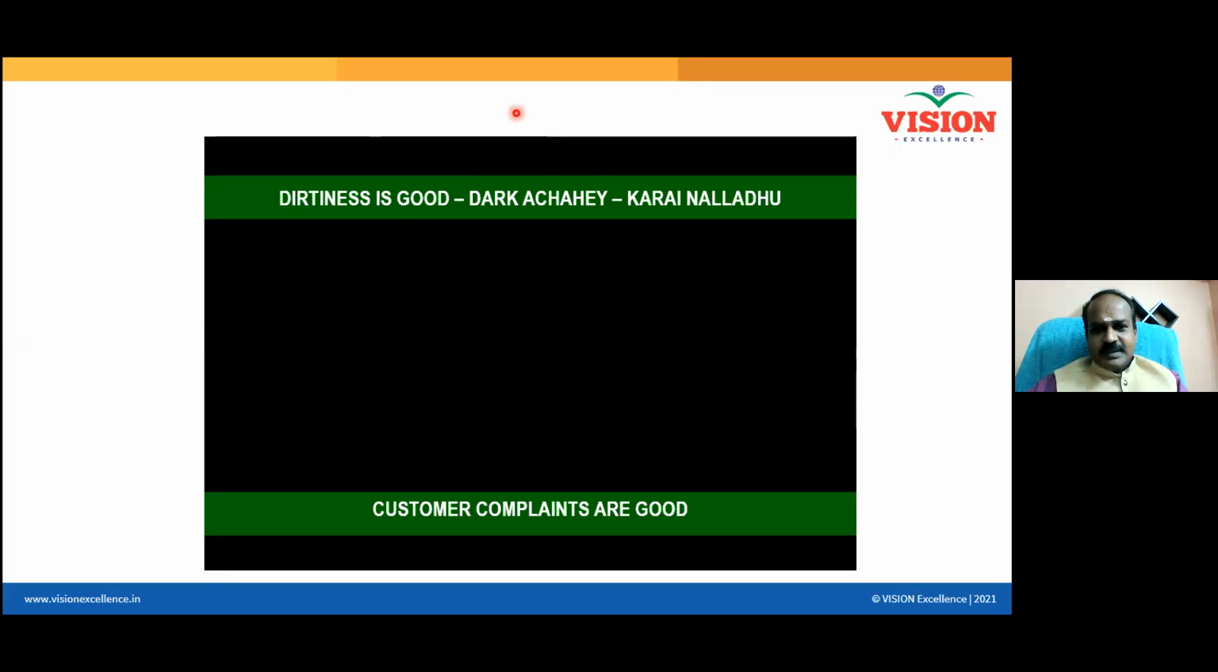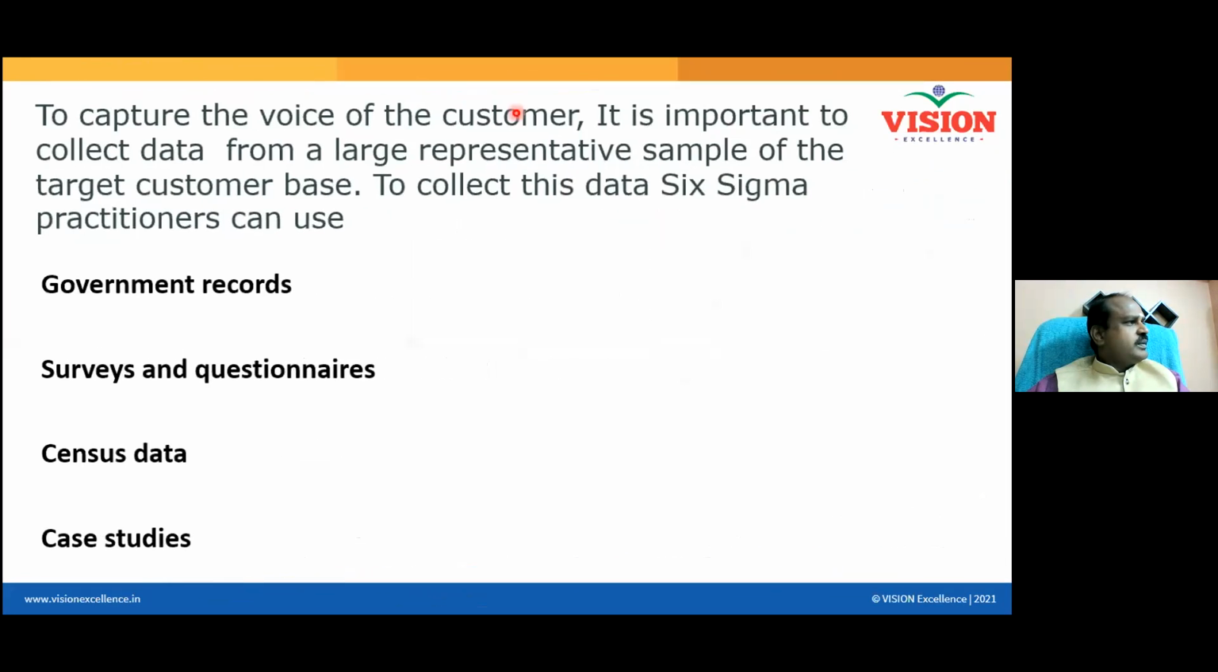So to capture the voice of customer, it is important to collect data from a large representative sample of the targeted customer base. To collect this data, Six Sigma practitioners can use government records, surveys and questionnaires, census data, or case studies. What will be your best option?